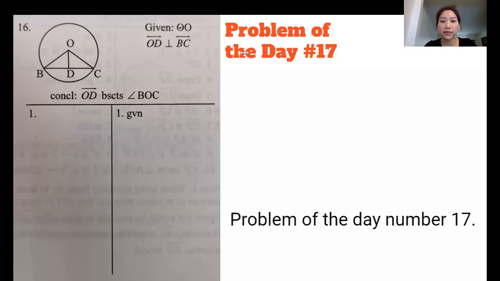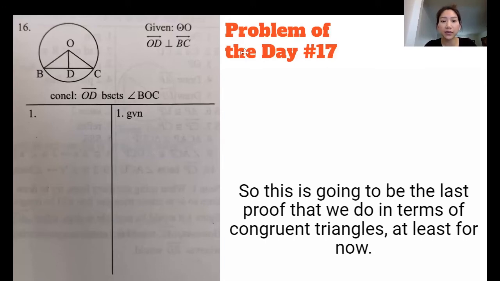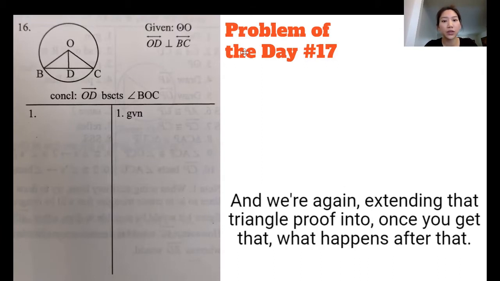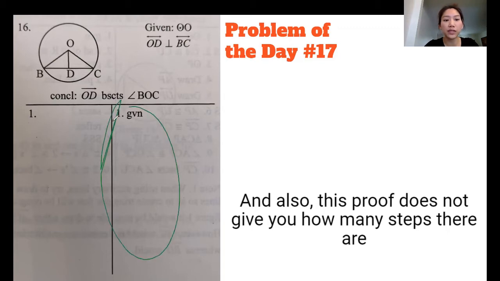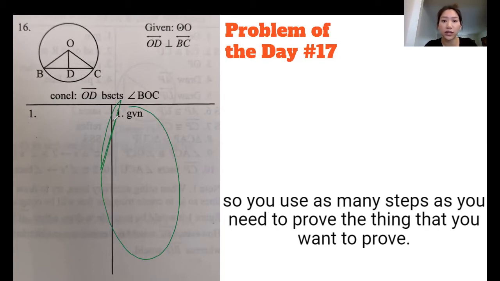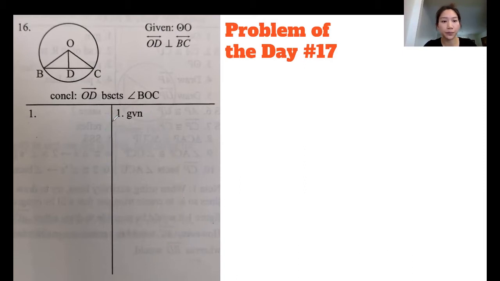Problem of the day number 17. So this is going to be the last proof that we do in terms of congruent triangles, at least for now. And we're again extending that triangle proof into once you get that, what happens after that. And also this proof does not give you how many steps there are. So you use as many steps as you need to prove the thing that you want to prove.